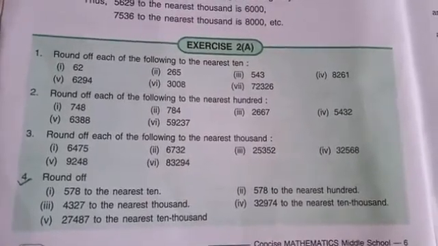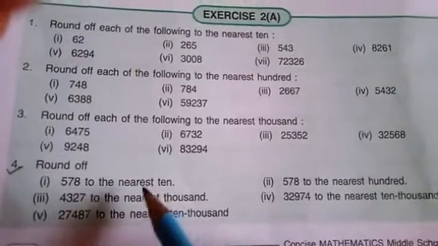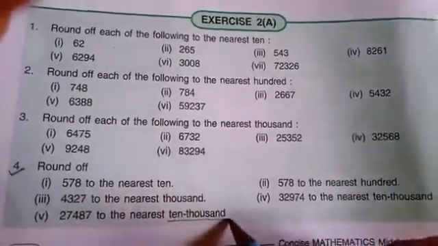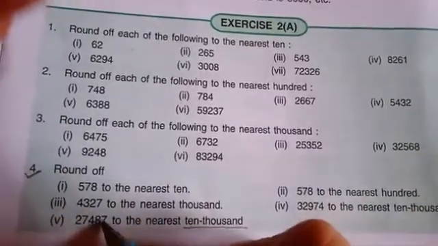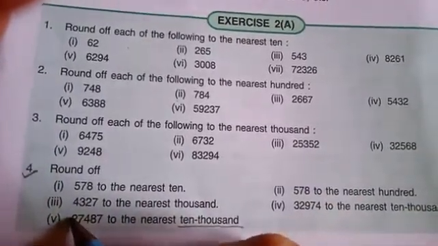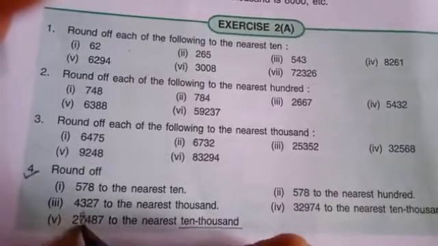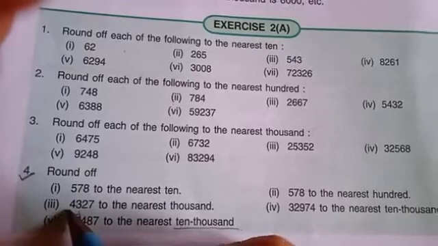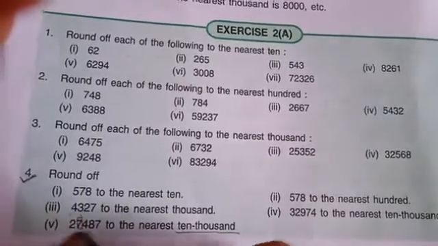In question number 4 you can see 10, 1000, 100 is there, but what about 10,000? Same rule you have to follow: ones, tens, 100, 1000, 10,000. You will check for this digit whether it is less than or equal to 5. If it is more than 5, plus 1 here. So that way you have to do.